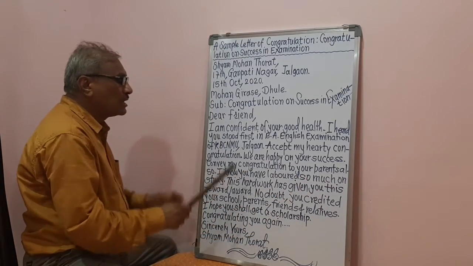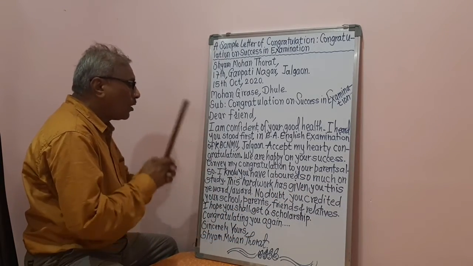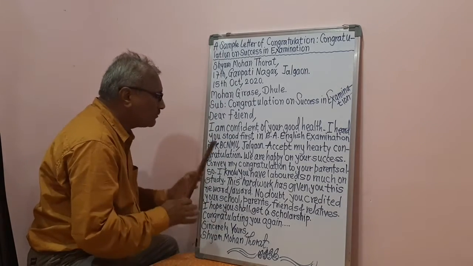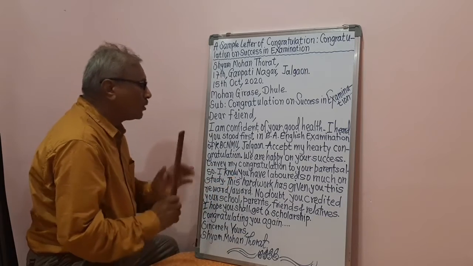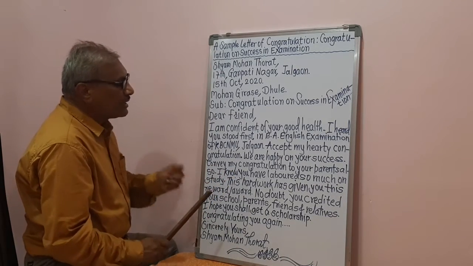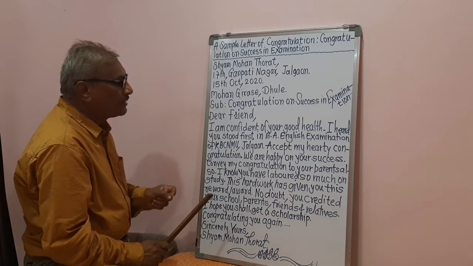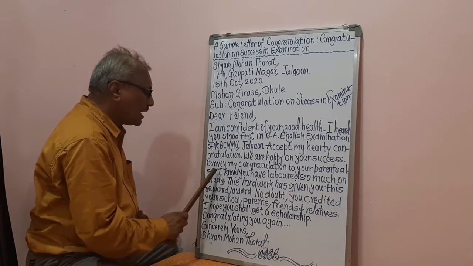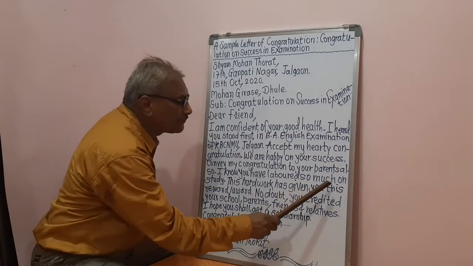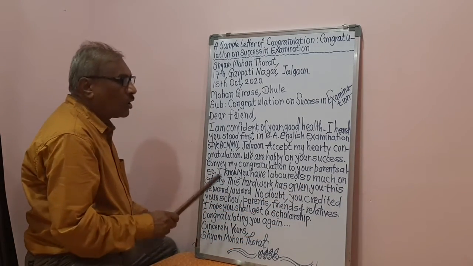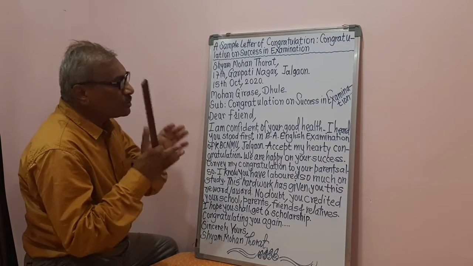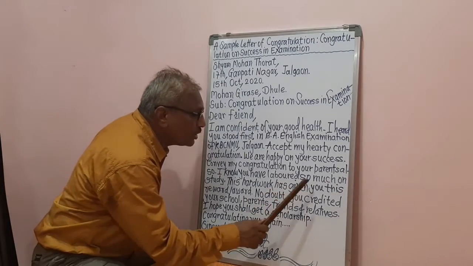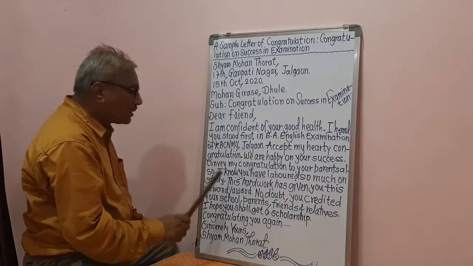This sentence shows that the friend, Mohan Girase Dhule, is a very clever, brilliant boy. Because of his hard work, he has got the first rank in the university examination, and that's why he says, I know you have labored so much on study. On study means he has taken extra labor on his study. This hard work has given you this reward or this award.